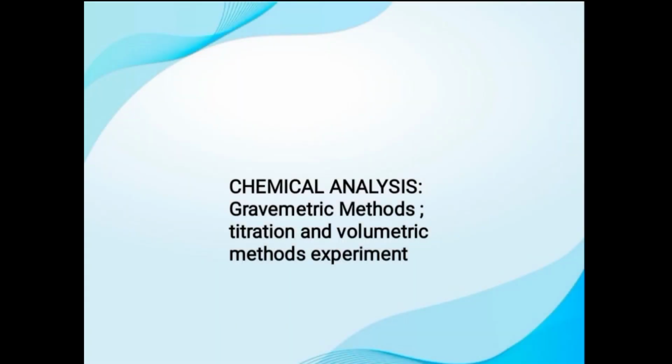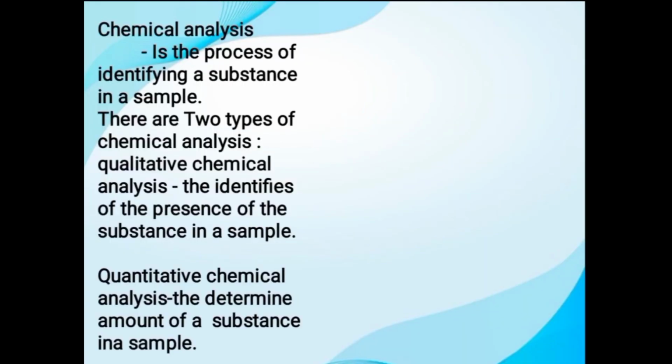Chemical analysis, gravimetric method, titration and volumetric method experiment. Chemical analysis is the process of identifying a substance in a sample. There are two types of chemical analysis. Qualitative chemical analysis, the identification of the presence of a substance in a sample. Quantitative chemical analysis, determining the amount of a substance in a sample.